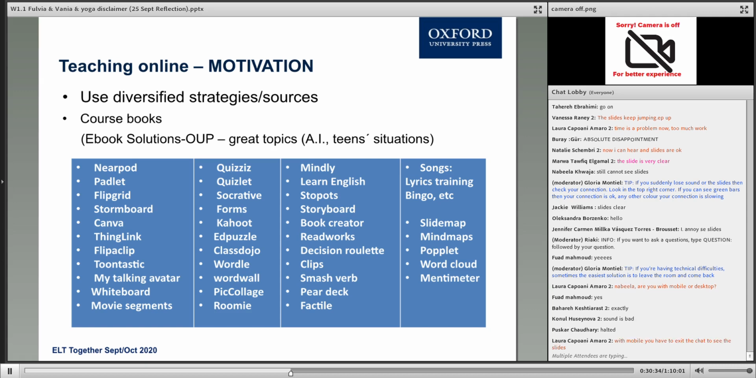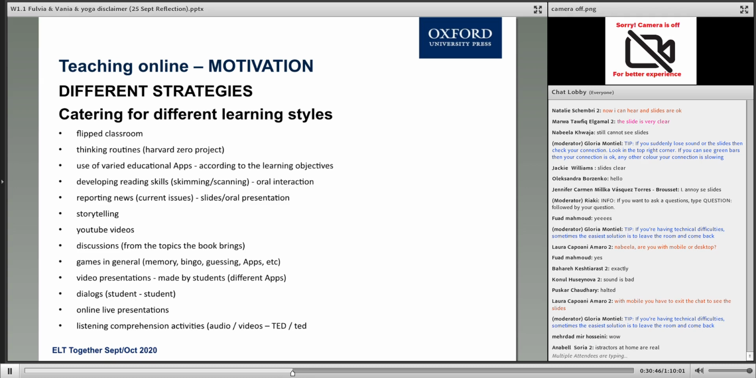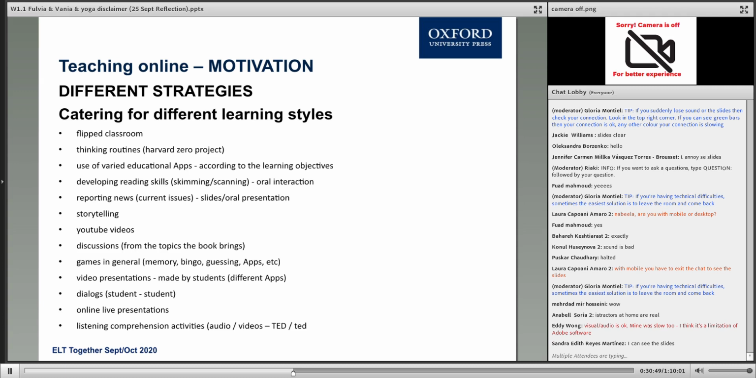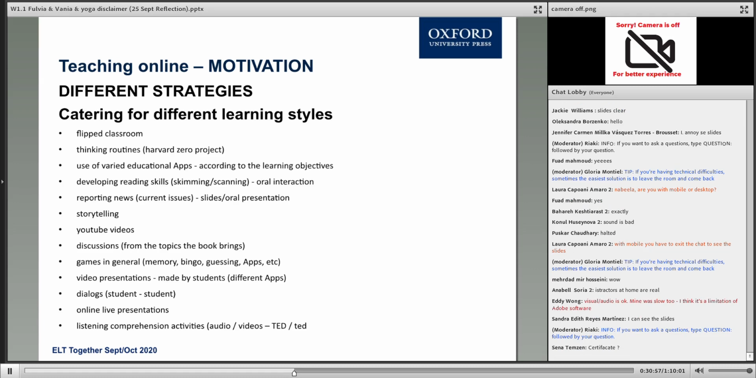Also, guys, not only new apps have been developed and learned and applied, but all sorts of strategies to keep students motivated and engaged in class. Yeah, we have been using lots of flipped classroom that you must be familiar with. So flipped classroom proved to be very efficient in this online mode.